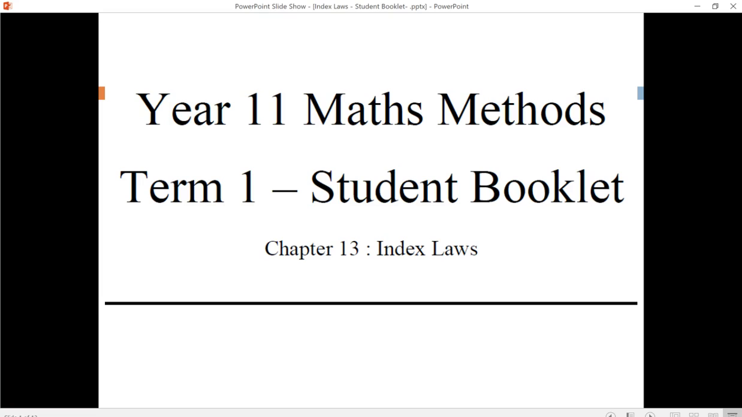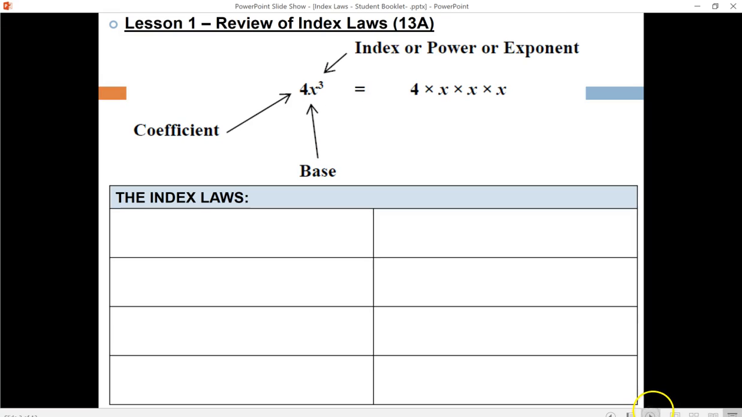Okay, index laws. Hopefully, guys, this should be something that you're comfortable with. We've done index laws for a long time now. I know in grade 9 they do it. I know you did it last year. So most of this will be revision. Okay, so just a quick review of what an index is.